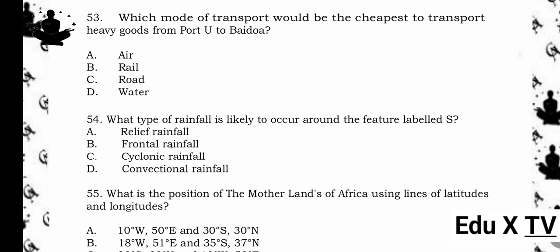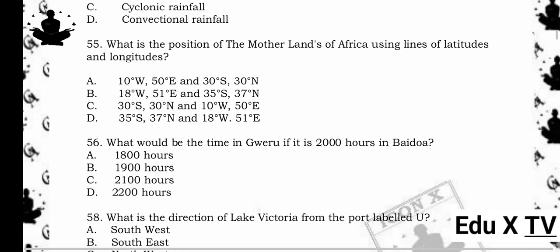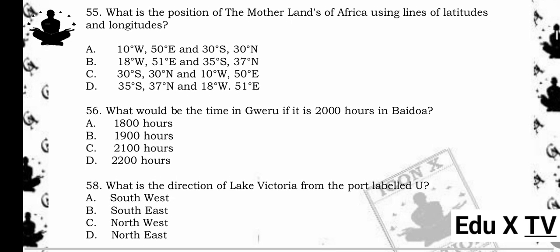54. What type of rainfall is likely to occur around the feature labeled S? A, relief rainfall. B, frontal rainfall. C, cyclonic rainfall. D, convectional rainfall. The answer is A, relief rainfall. Reason being, S is located near a mountain range. Relief rainfall occurs when moist air is forced to rise over mountains, cooling and causing rain.